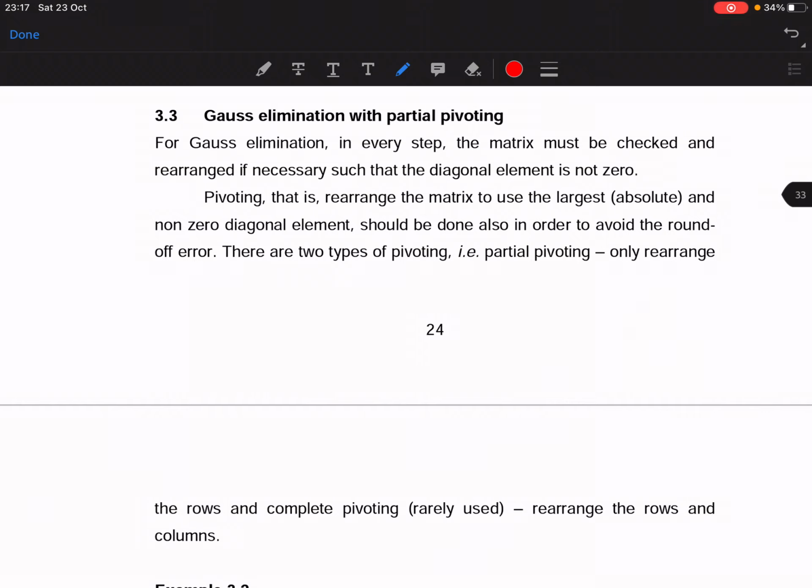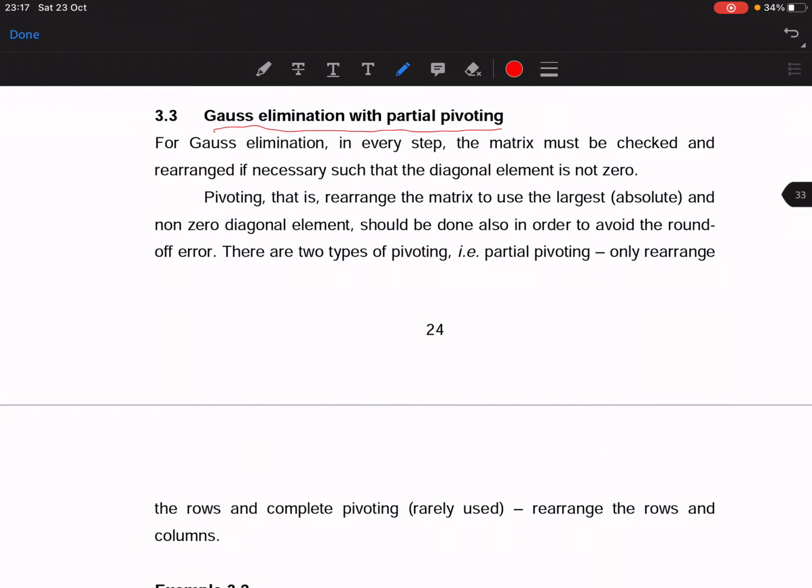For this session, we're going to look at Gauss elimination with partial pivoting. In the previous session, we looked at Gauss elimination. Now we're going to look at Gauss elimination with partial pivoting. So what does it mean by partial pivoting?